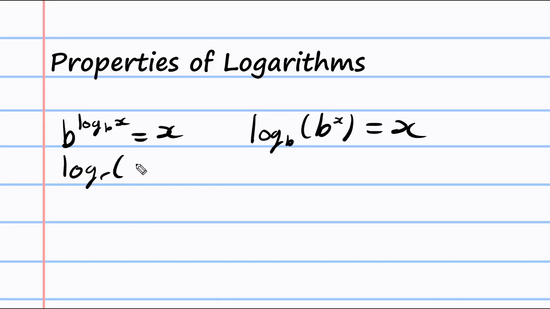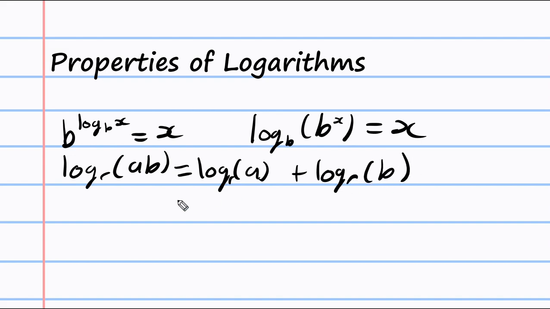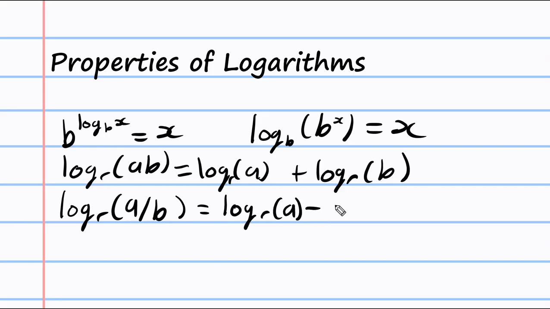Log base r of ab, so r is just some other random constant. So log base r of ab is equal to log base r of a plus log base r of b. So you can split up products inside a logarithm to become basic addition and subtraction. Log base r of a divided by b is equal to log base r of a minus log base r of b.